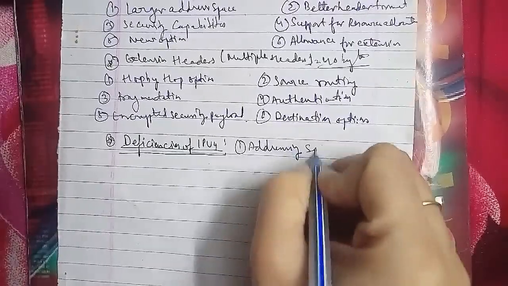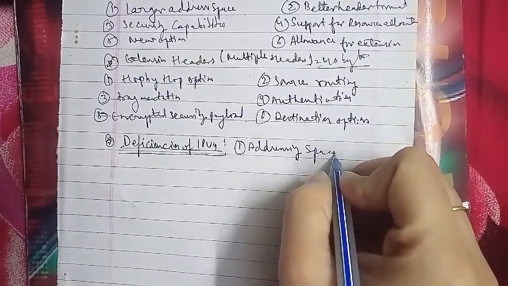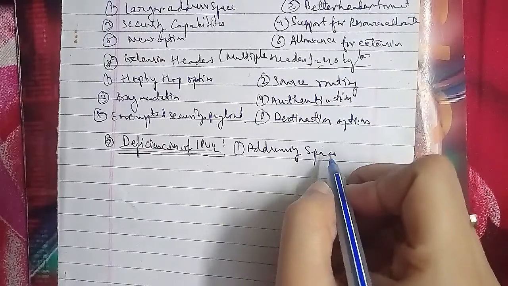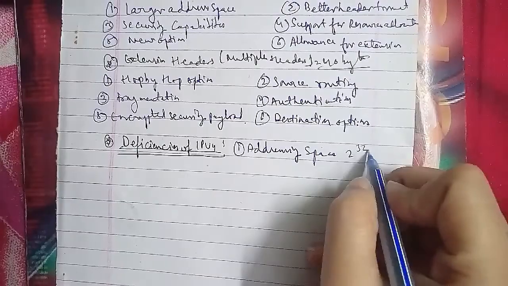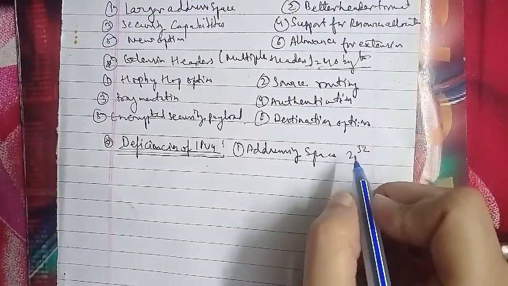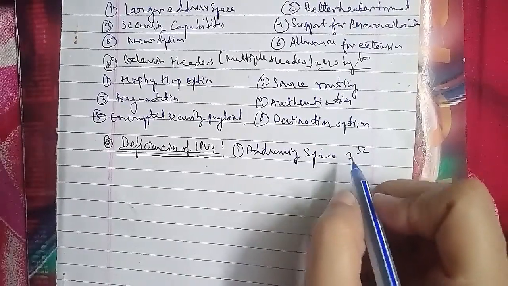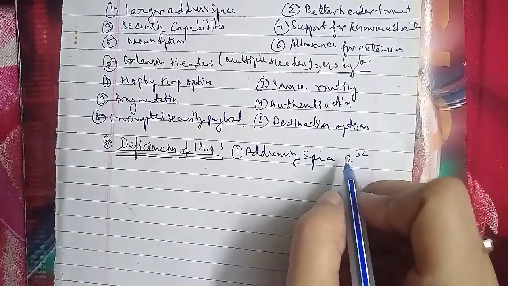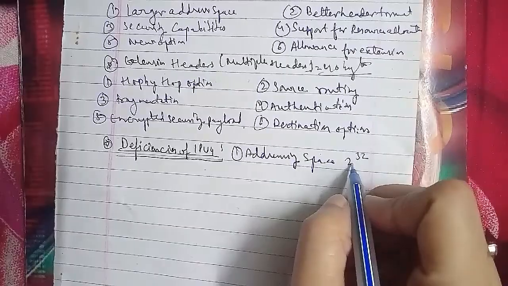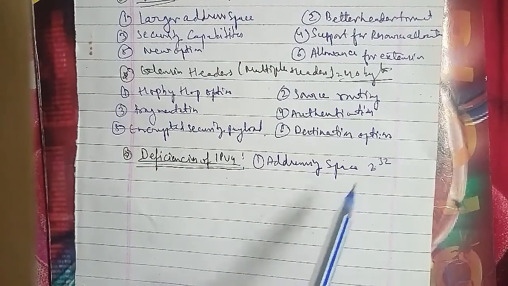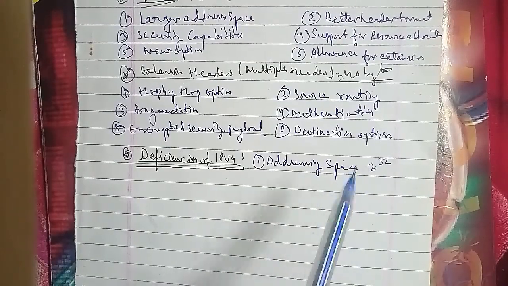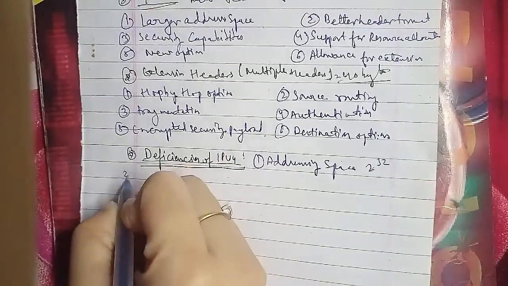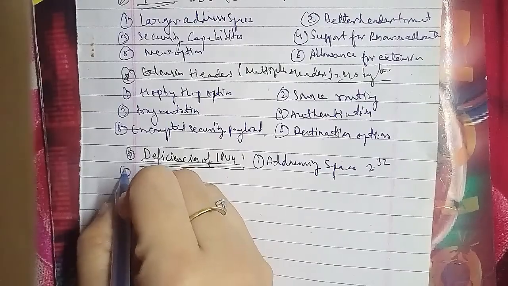In addressing space, IPv4 addresses are 32 bits, which allows 2 to the power 32 addresses. IPv4 presents a two-level addressing hierarchy, the network number and the host number, and each network interface is identified with one or more unique addresses. The two-level addressing hierarchy is convenient but wasteful of the address space. The second we have is auto configuration and mobility.